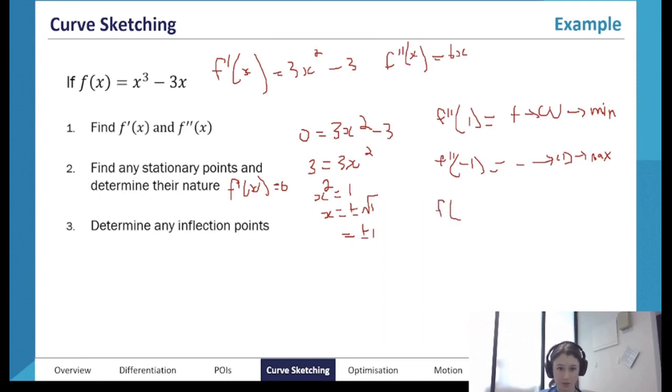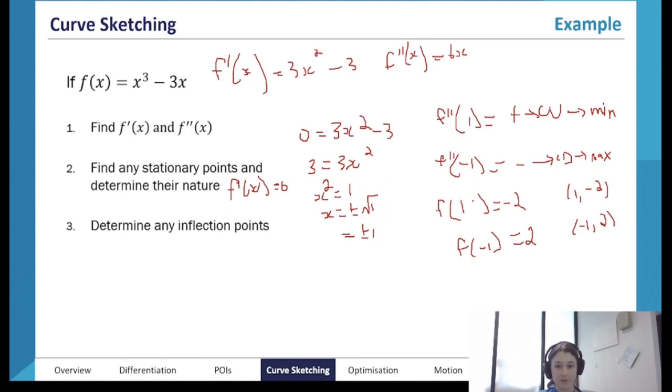So the function of 1 is going to give us 1 cubed, take 3, which is going to give us a value of negative 2, and then the function of negative 1 is going to give us negative 1 cubed, which is negative 1 plus 3, which is going to give us positive 2. So our 2 stationary points are going to be 1, negative 2, and negative 1, 2.